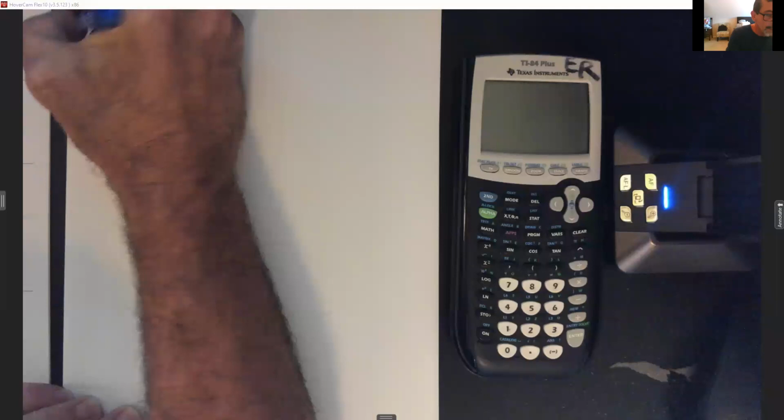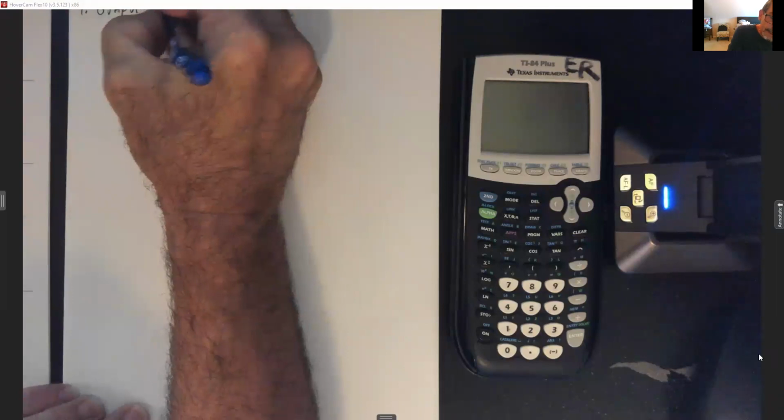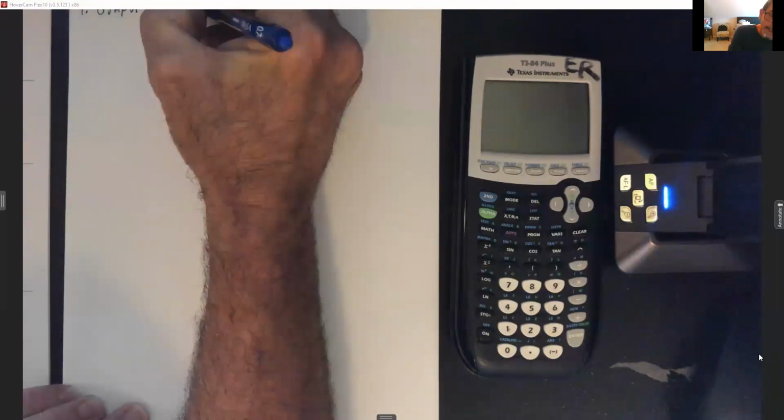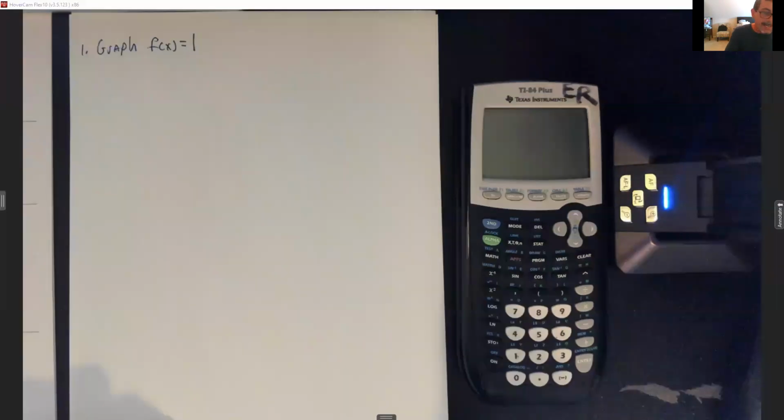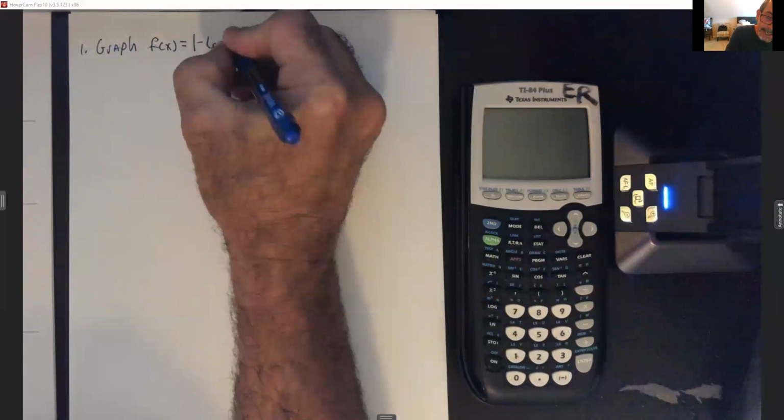All right, also final exam review. So number one wanted us to graph f of x equals absolute value. Oh, let me pull my camera where we can see better. Guess it got knocked back. All right, so we're going to find the absolute value of -6 minus x and graph that.